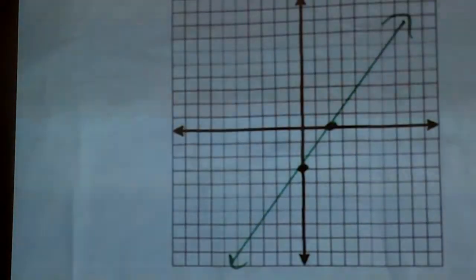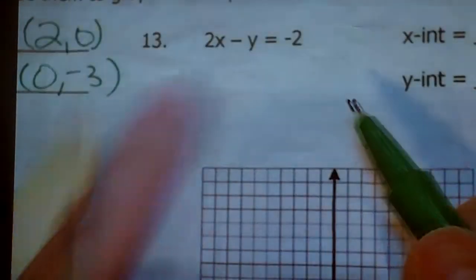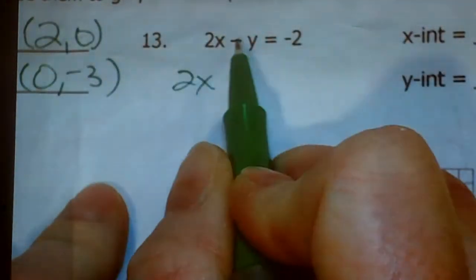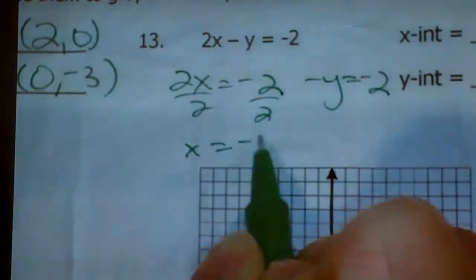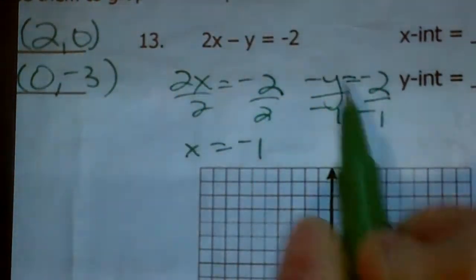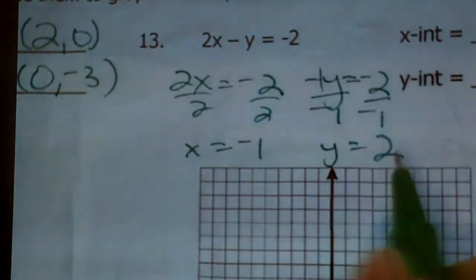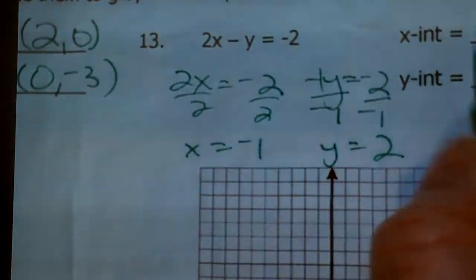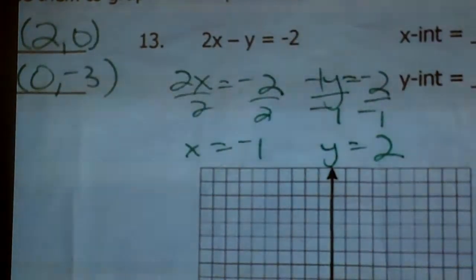Okay, number 13, same thing. I want the x-intercept and the y-intercept. So to find the x-intercept, when I plug 0 in for y, I get 2x equals negative 2. And if I plug 0 in for x, I get negative y equals negative 2. I solve for x. I solve for y. I'm dividing that by a negative 1. Remember, when there's not a number in front of the y, there's really a 1 there. So for my x-intercept, I get negative 1, or negative 1, 0. And my y-intercept, I get 2, or 0, 2.